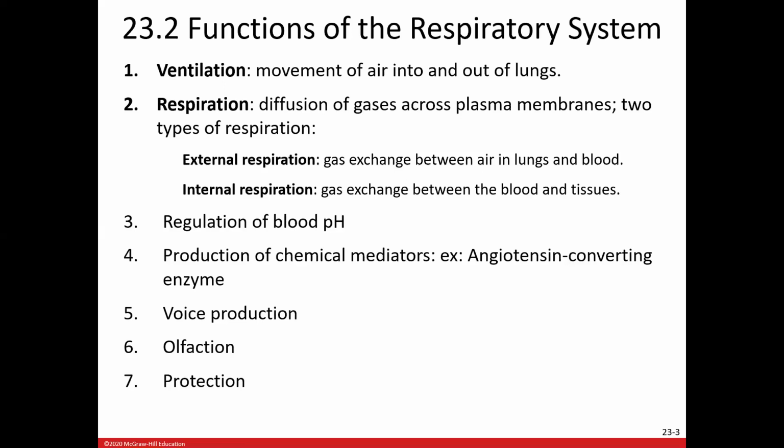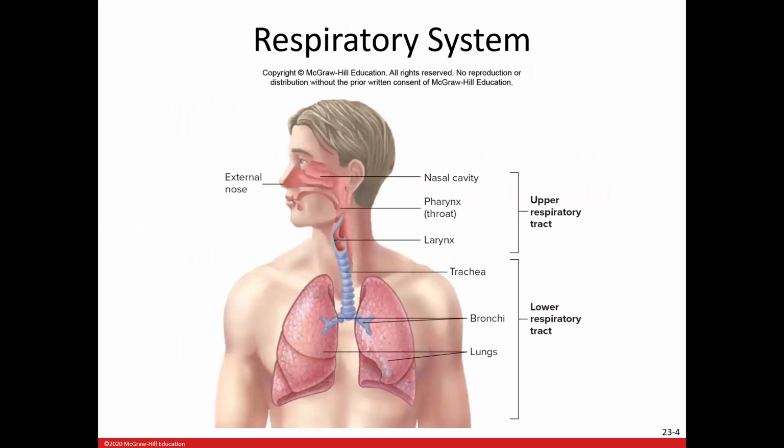Lastly, the respiratory system is responsible for protection. So you can have different kinds of lymphocytes, B cells, T cells, moving throughout the respiratory system to fight off infection, as well as general innate structures used to filter out debris or pathogens. So like I mentioned, the upper respiratory system is your nasal cavity, the external nose, the pharynx, and the larynx. The lower respiratory tract consists of the trachea, the bronchi, and the lungs.